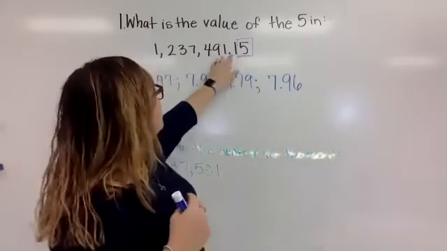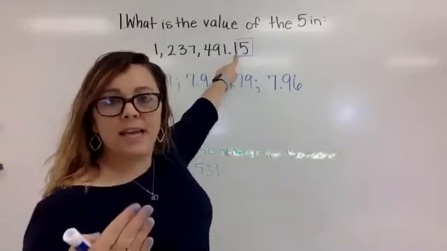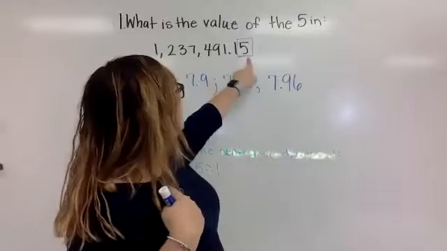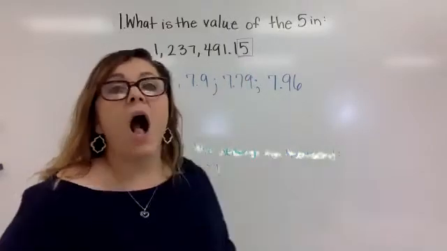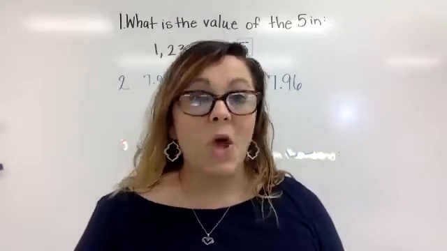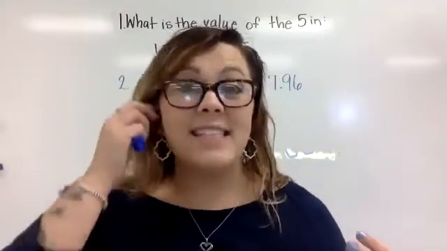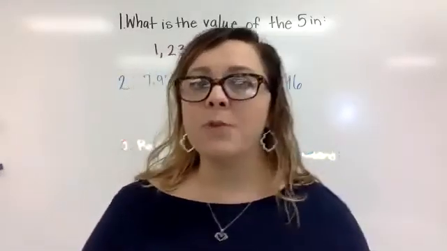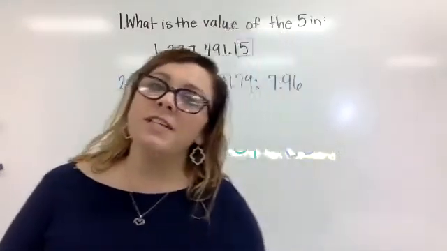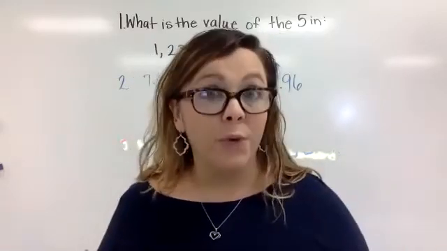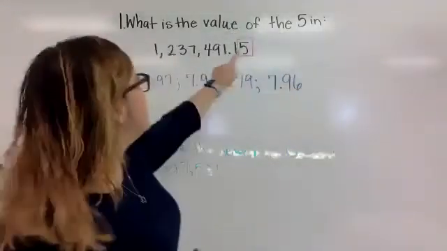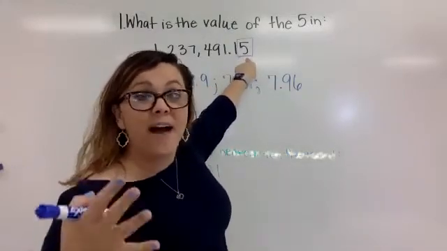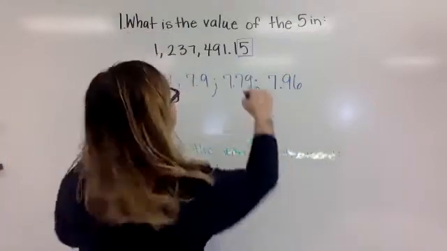Remember, the place right after the decimal is the tenths place. And then the place that comes right after that is the hundredths place. So that means that that 5 is in the hundredths place. Now, that's not what the question is asking. The question is asking, what is the value of the 5? So we know that it's in the hundredths place, but it's not a 1, so it has a value greater than 100.